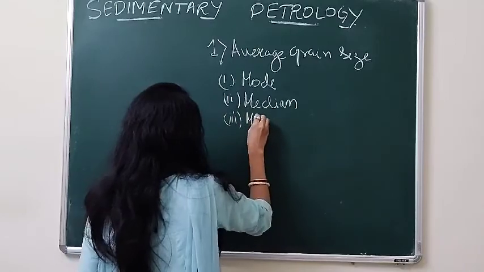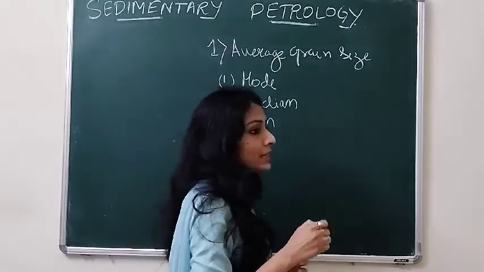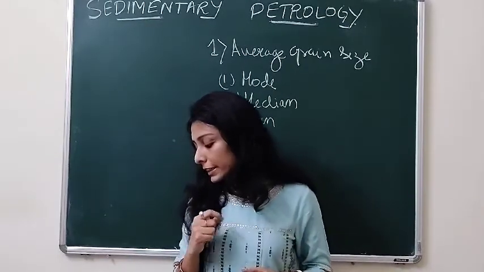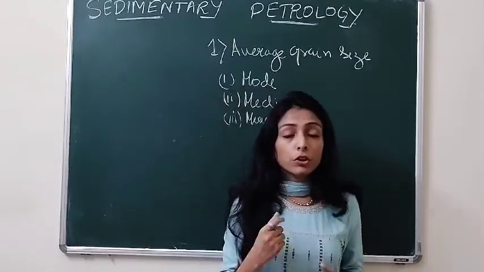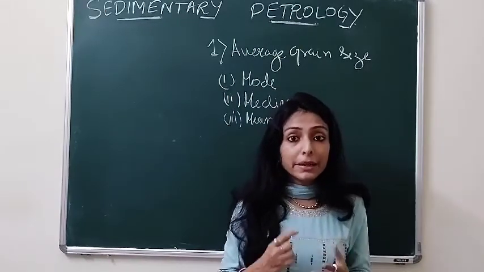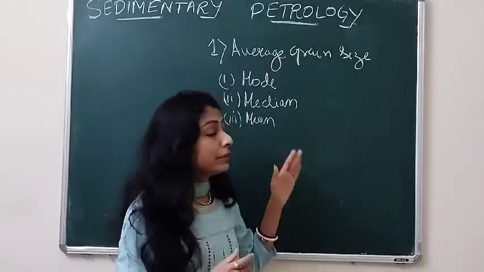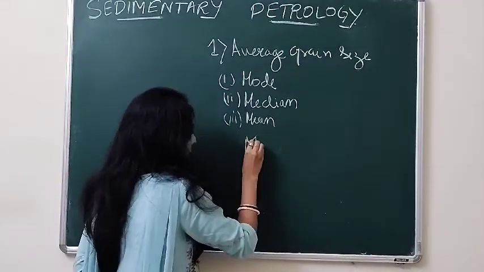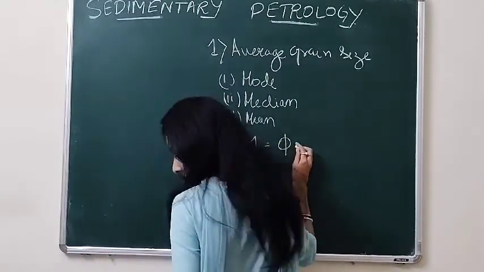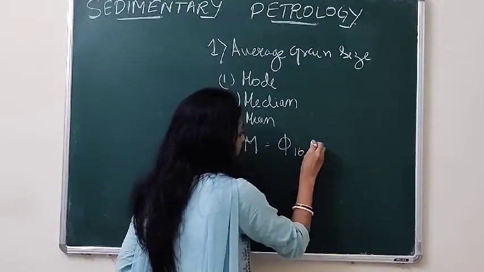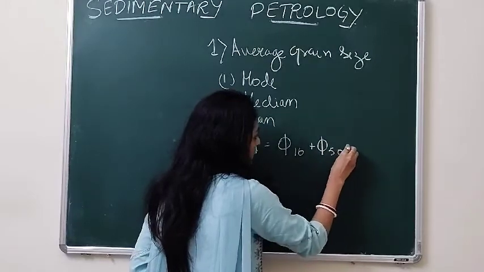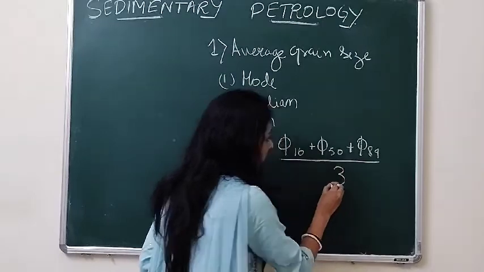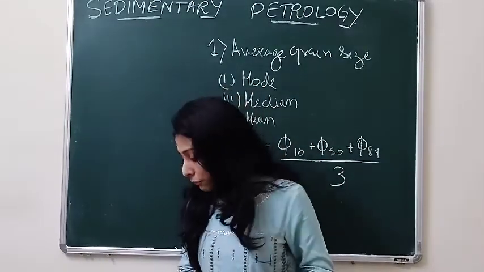mean. Okay, so mean is the easiest, and the best graphical measure is the graphic mean size given by the overall population. To calculate mean, we have a mathematical formula, and the mathematical formula for mean is 516 plus 550 plus 584 divided by 3. So this is the mathematical formula for mean.